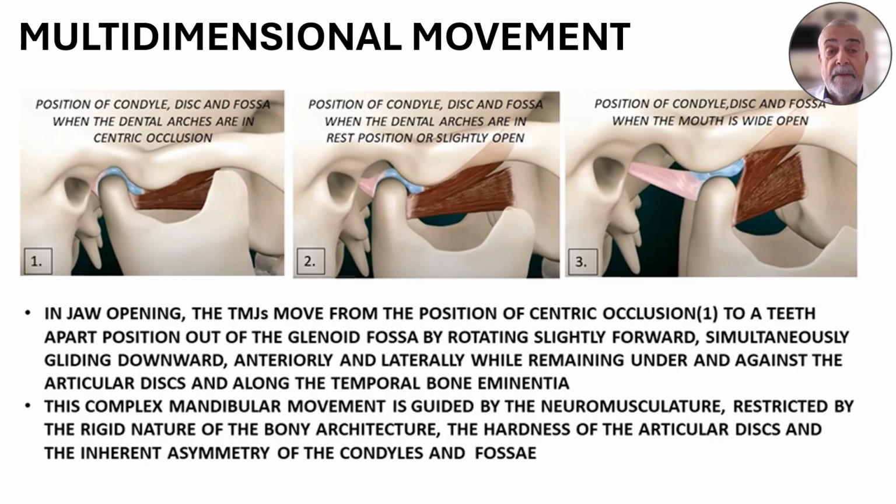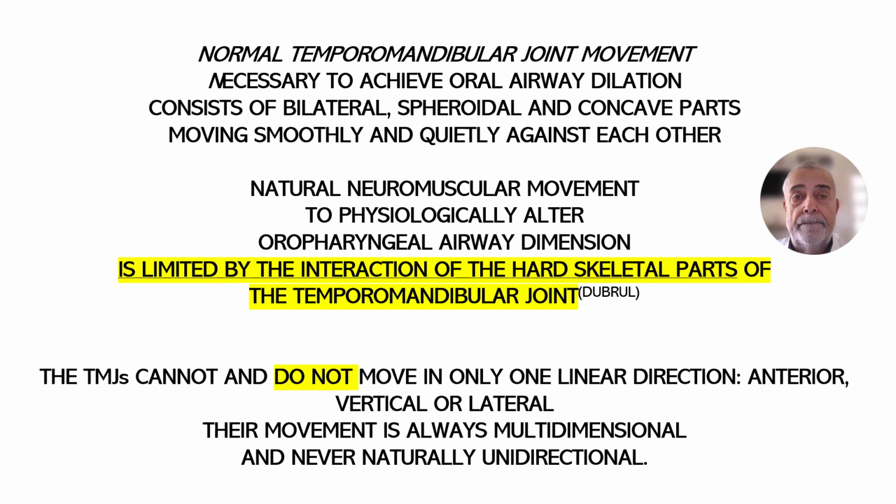This complex mandibular movement is guided by the neuromusculature, restricted by the rigid nature of the bony architecture, of the hardness and of the articular discs, and the inherent asymmetry of the condyles and fossa. The normal temporomandibular joint movement necessary to achieve oral airway dilation consists of bilateral spheroidal and concave parts moving smoothly and quietly against each other.